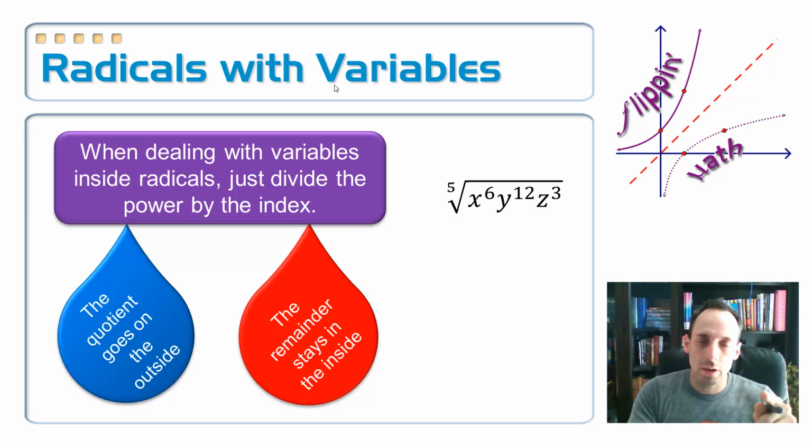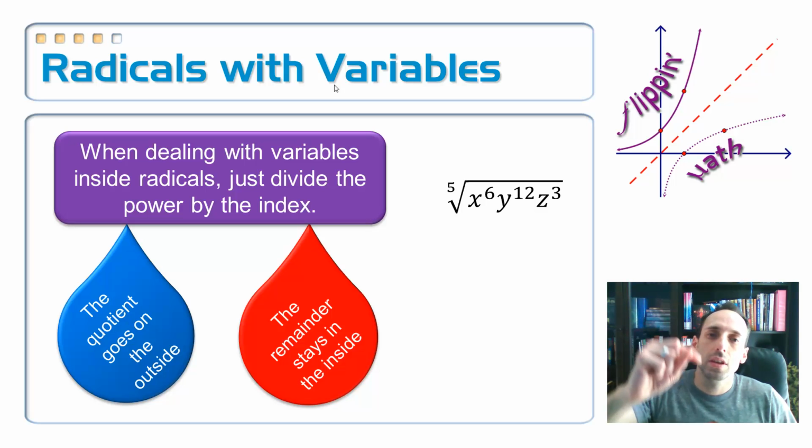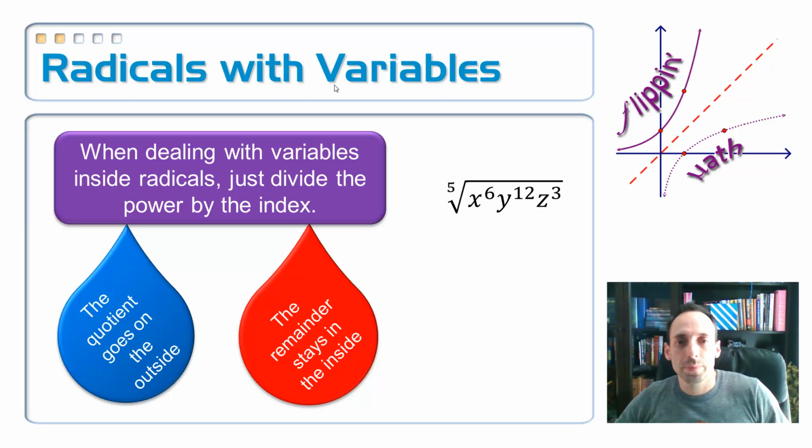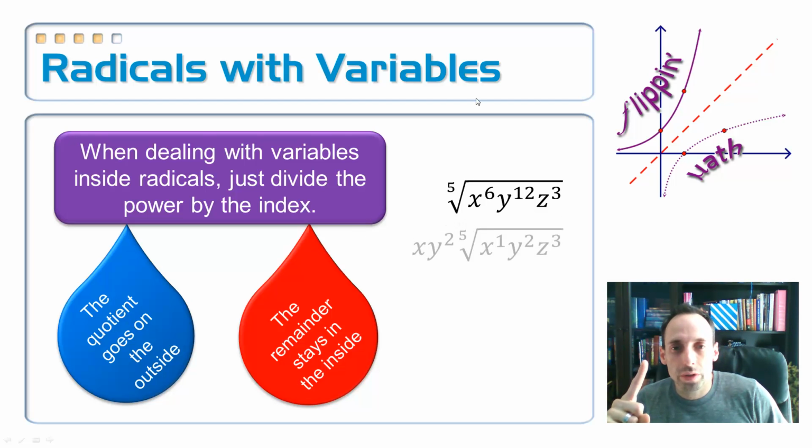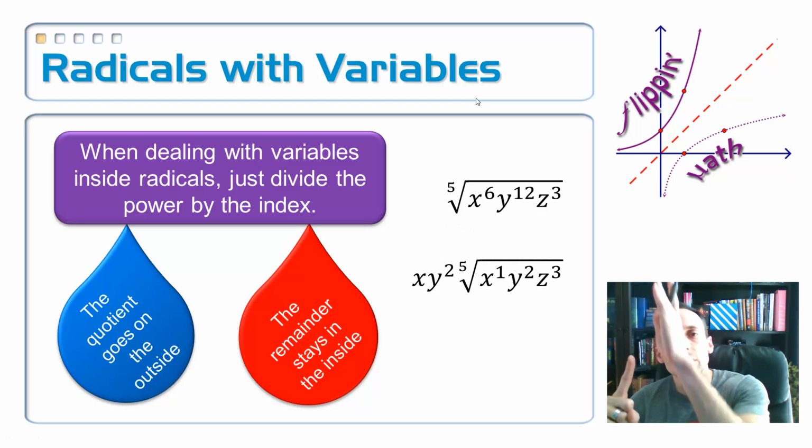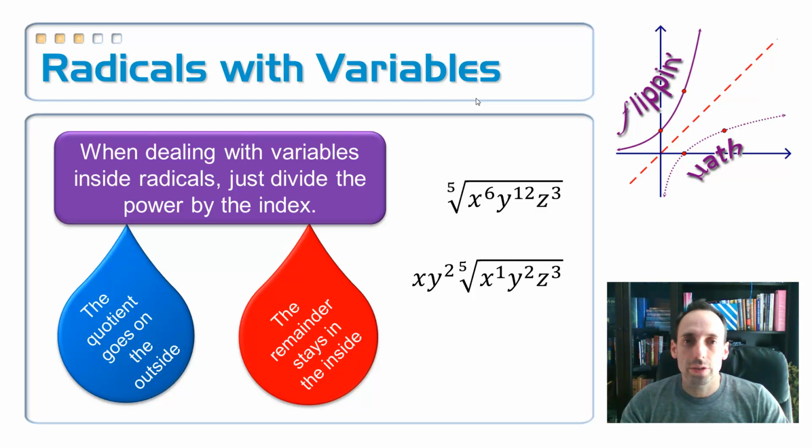Let's see what I mean by that on this example right here. I've got the 5th root of x to the 6th, y to the 12th, z to the 3rd. Okay, so I'm just going to divide that 5, first of all, into that 6. Well, it only goes in one time, so I'm going to have an x to the first power on the outside. What's the remainder after you divide by 5? It's a remainder of 1, so that's why I have x to the first power on the inside of that.